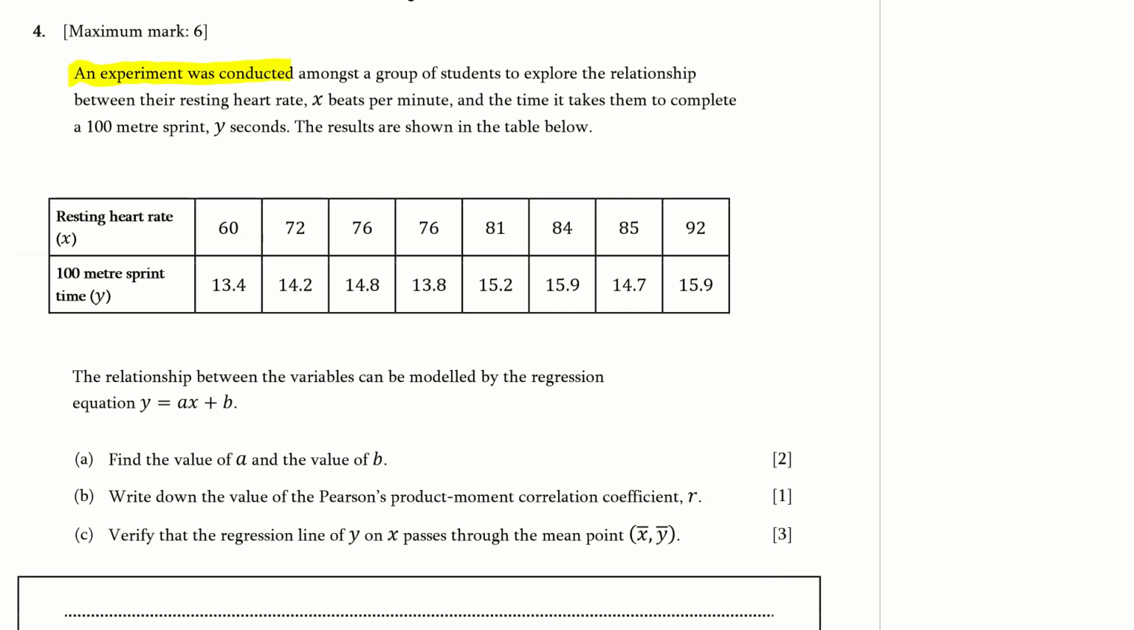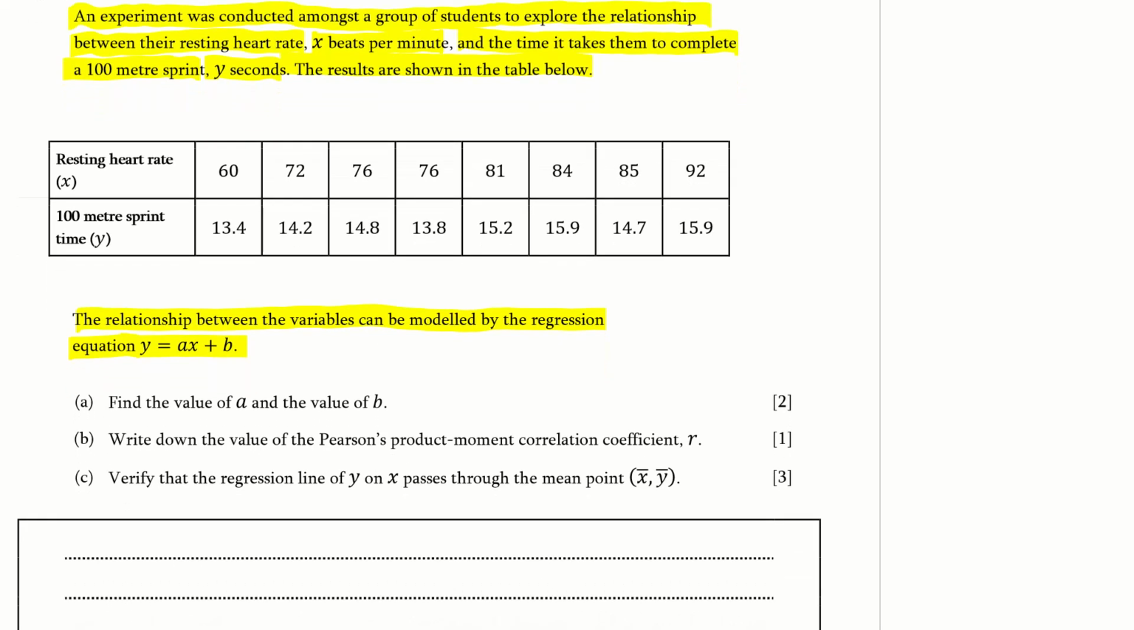An experiment was conducted amongst a group of students to explore the relationship between their resting heart rate, x beats per minute, and the time it takes them to complete a 100-meter sprint, y seconds. The results are shown in the table below. The relationship between the variables can be modeled by the regression equation y equals ax plus b. First thing we want to do is find the value of a and the value of b.